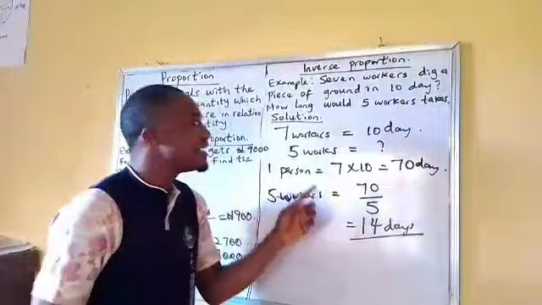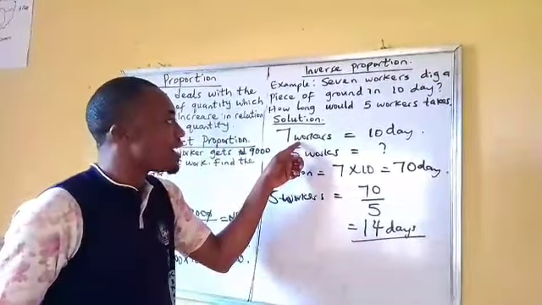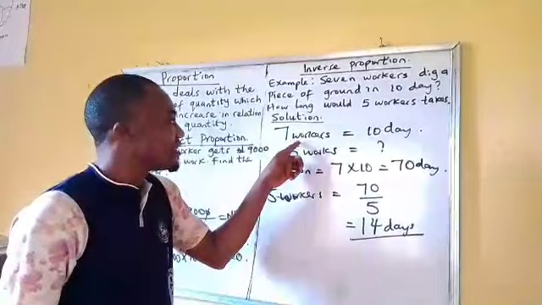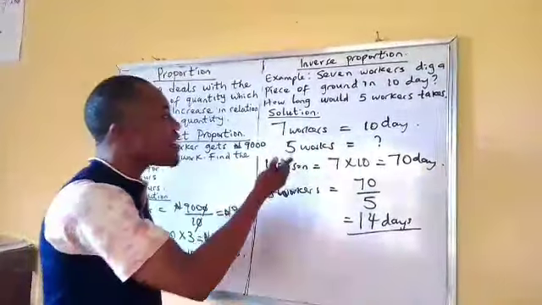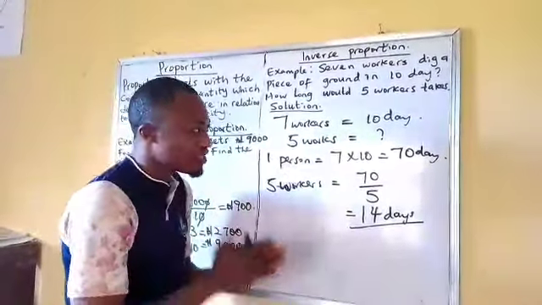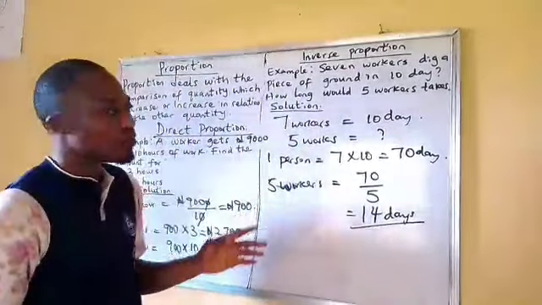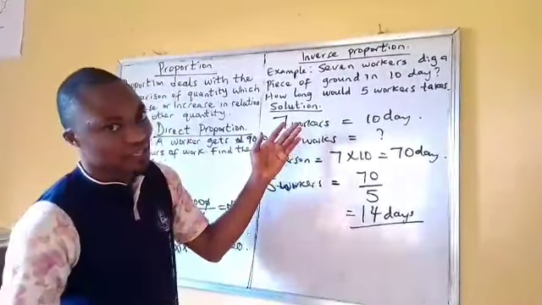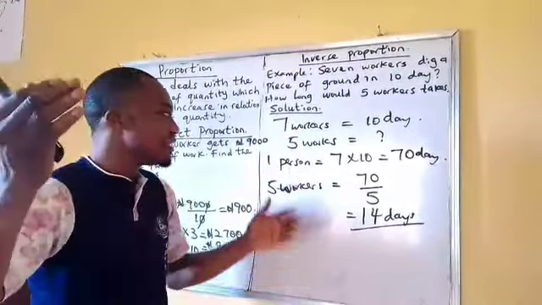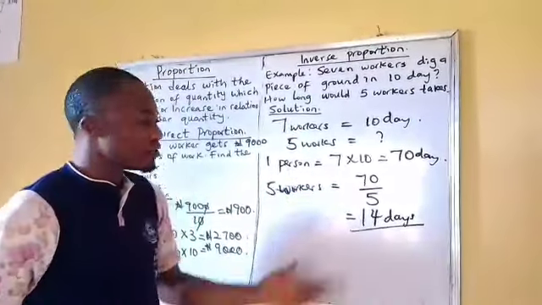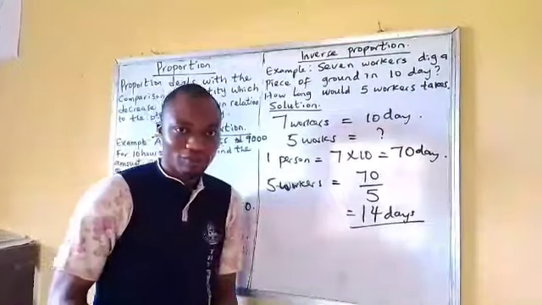I told you earlier that the more the workers, the fewer the days. 7 workers work for 10 days; 5 workers are going to work for 14 days. That is inverse proportion. The higher the workers, the fewer the days. The higher the days, the fewer the workers. So that's that about inverse proportion.